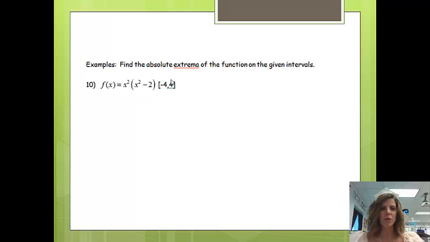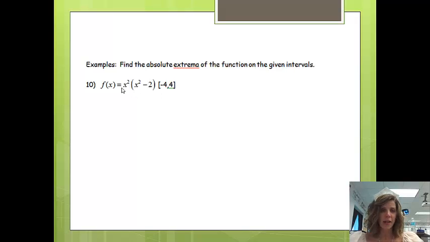Okay, so the example is to find the absolute extrema of the function on the given interval. We have x squared times (x squared minus 2) on the interval from -4 to 4. So we want to find the highest and the lowest that this graph goes. The first thing that we would like to do on this one is find the critical numbers, because those could be places that there could be a high value or a low value.